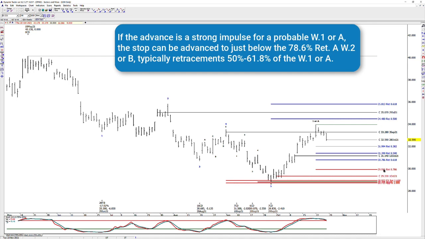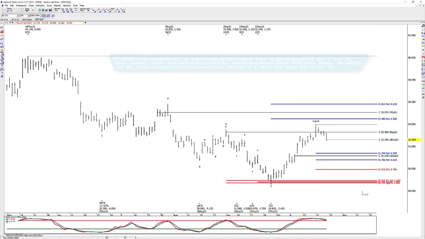And I do this a lot: I just adjust the stop to a few ticks below the 78.6% retracement. Again, if this is a 1 or A, typically a wave 2 or B is about a 50% to 62% retracement. That happens to be right around the area where we entered the trade. That's not particularly relevant, but that would typically be the limit for a wave 2 or B correction, and certainly not a close below the 78.6% retracement. So I'm going to adjust the stop. It's not a big adjustment from where the stop originally was, but every little bit helps in the long term.